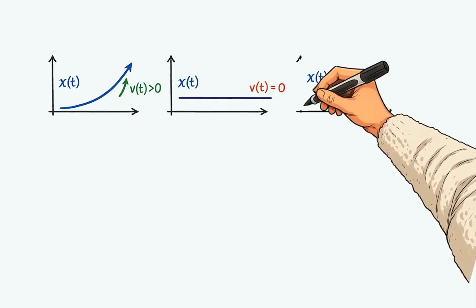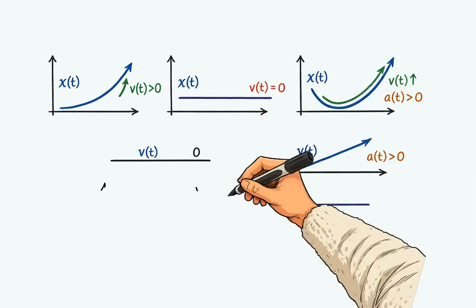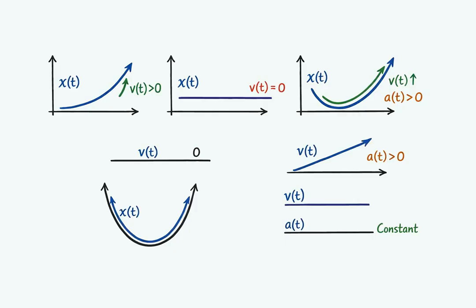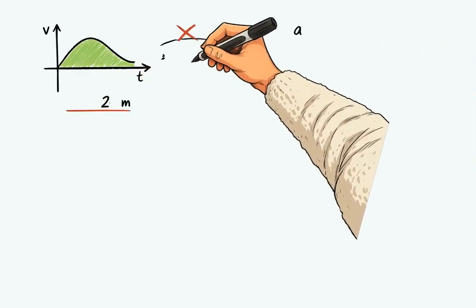Graphical integration also provides built-in consistency checks across representations. Wherever x of t increases, v of t should be positive. Wherever x of t has a flat tangent, v of t should be 0. Wherever x of t curves upward like a smile, v of t should be increasing, so a of t should be positive on average there. In reverse, if v of t is a straight line with positive slope, then a of t must be constant and positive, and x of t must be a parabola opening upward. These checks catch errors quickly.